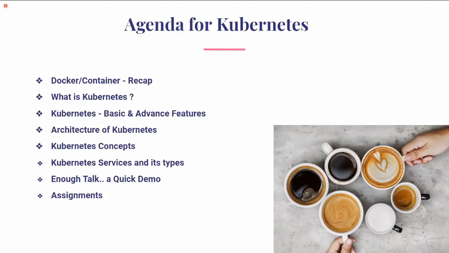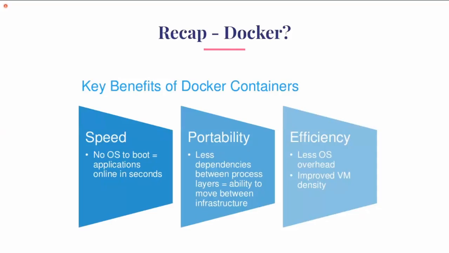I hope I'm audible enough. Yeah, good. So, a recap about Docker. The key benefits of Docker containers: the speed. Yes, it's lightning fast, with no OS to boot, just applications online in seconds. The super portability: less dependency between process layers, and the ability to move between infrastructures freely. The efficiency: less OS overhead, so the resources of your hardware are mostly utilized for the applications.